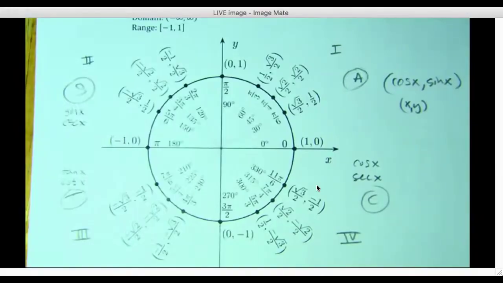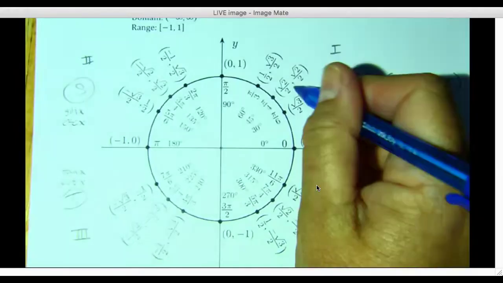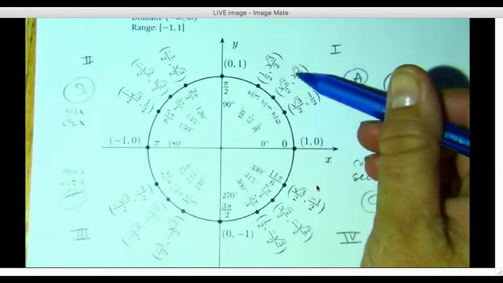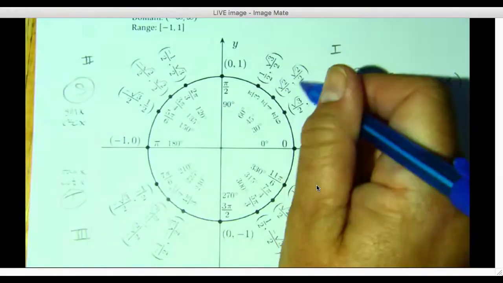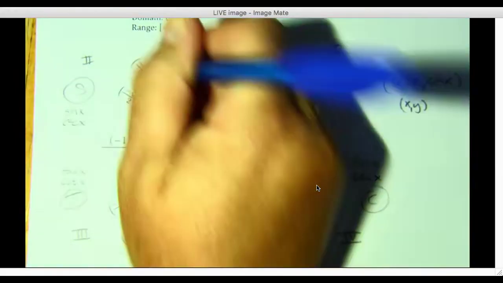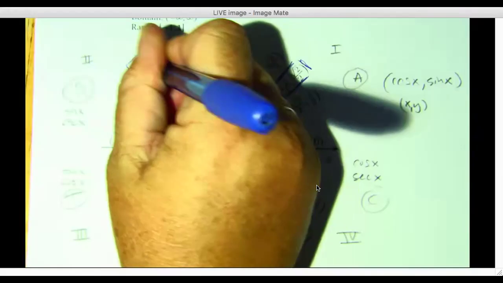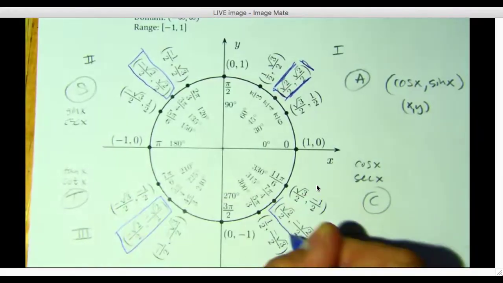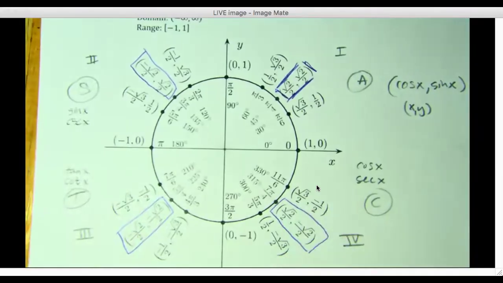Let's do the 45-degree angles first. For these 45-degree angles, sine and cosine are equal to each other. They are both square root 2 over 2. So all of these 45-degree angles are all square root 2 over 2. The only thing that changes at each of these 45-degree angles is the positive and negative signs.